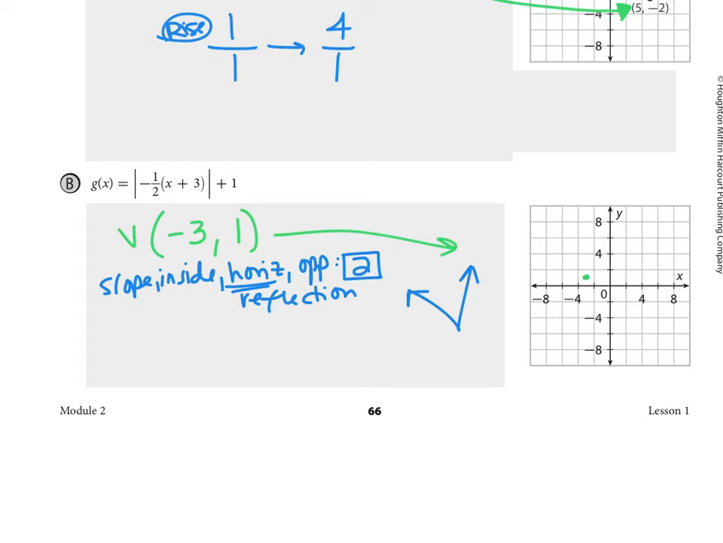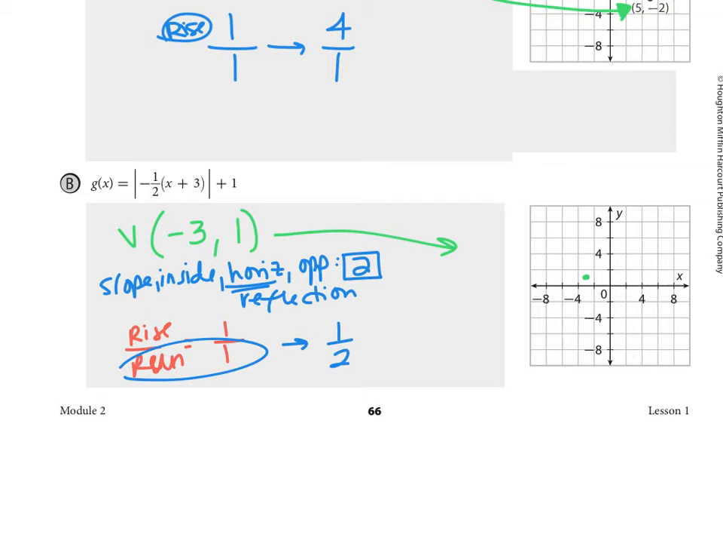Whereas if I reflected across the x-axis, it would have changed the V to open downward. All right, so if we get back to the slope, remember our normal slope again, rise over run, is going to be 1 over 1. So this time I'm going to change the horizontal component, which is that run component, to 2. So my slope is going to be 1 over 2.